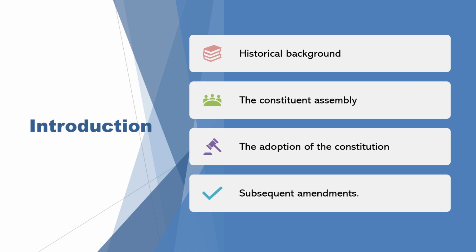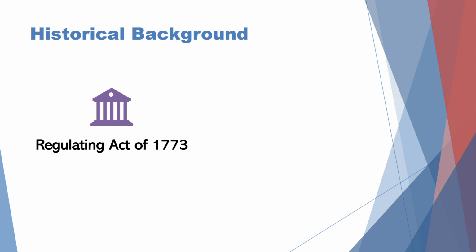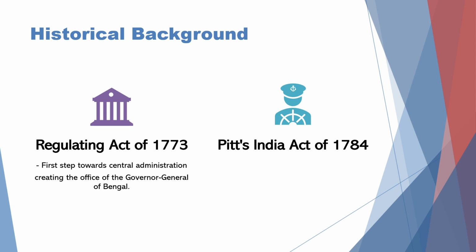The evolution of the Indian Constitution can be traced back to the British colonial rule, which significantly influenced India's political framework. Key milestones include: the first one is the Regulating Act of 1773. This was the first step towards central administration in India, establishing a framework for the British East India Company's rule and creating the office of the Governor-General of Bengal. Second one is East India Act of 1784. This act established dual control of India by the British government and the East India Company.